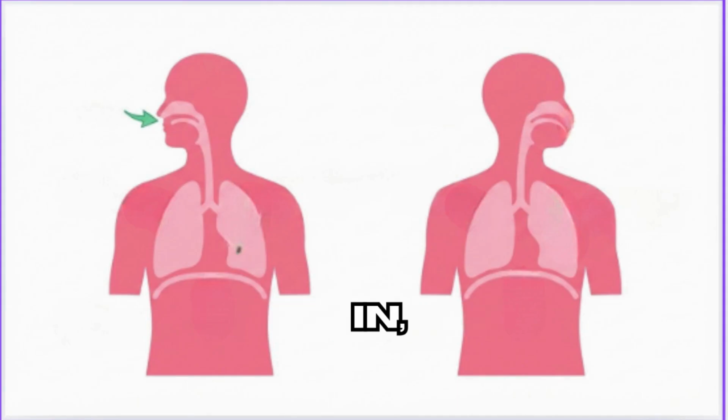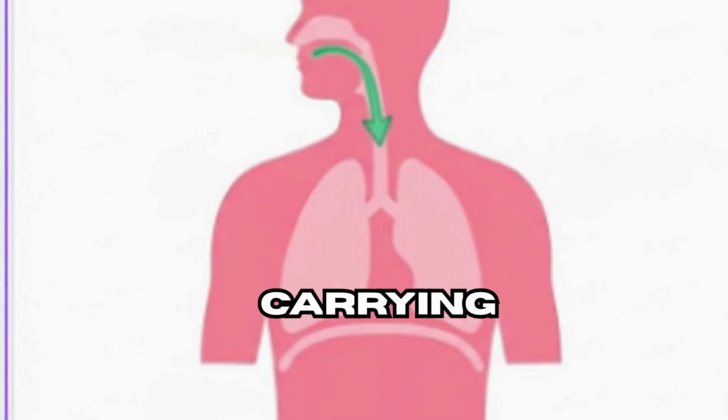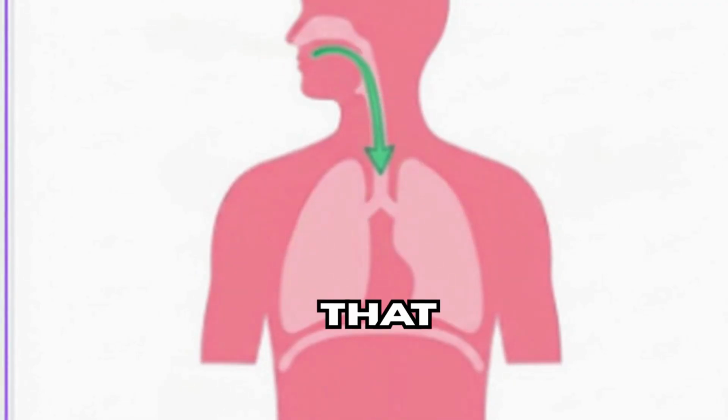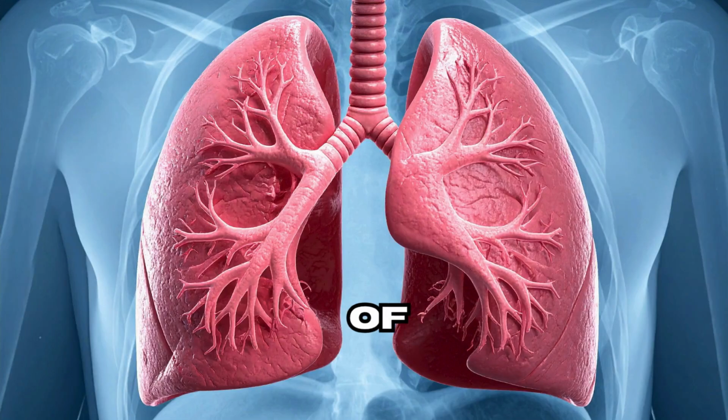When your child breathes in, air enters through the nose. From there, it travels down a tube in the neck. Think of it like a straw carrying air down to the chest. That tube leads to the lungs. The lungs are the 2 main organs of breathing.